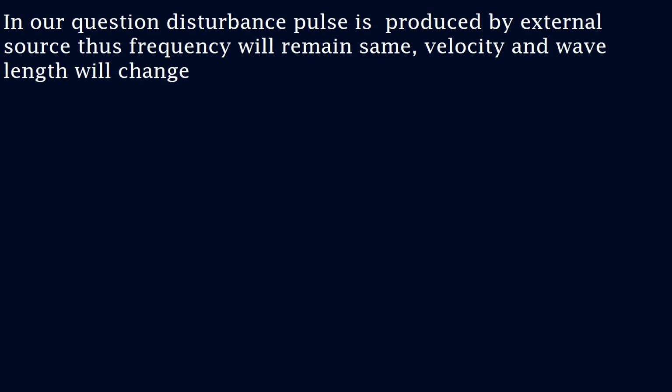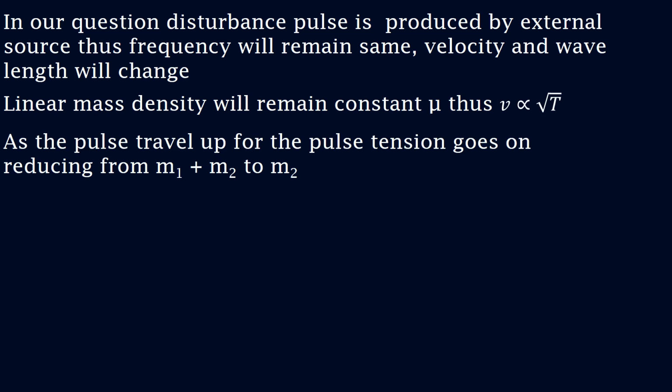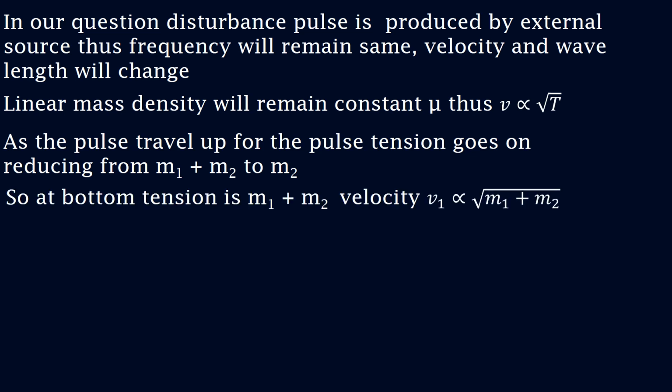In our question, the disturbance pulse is produced by an external source, thus the frequency will remain the same. Velocity and wavelength will change as the wave progresses from the lower end to the upper end. Linear mass density will remain constant. Therefore, V is directly proportional to under root of T. T is tension. As the pulse travels up, the tension in the rope goes on reducing from M1 plus M2 to M2.